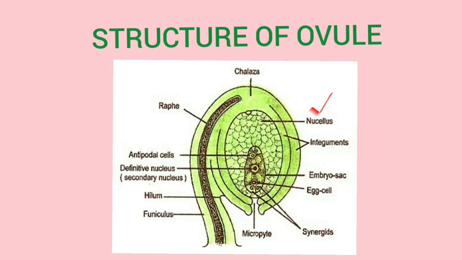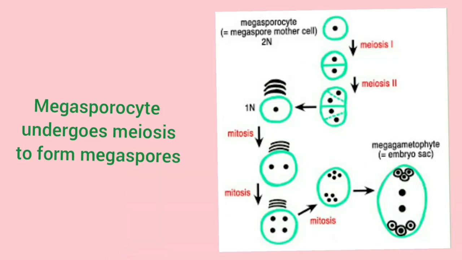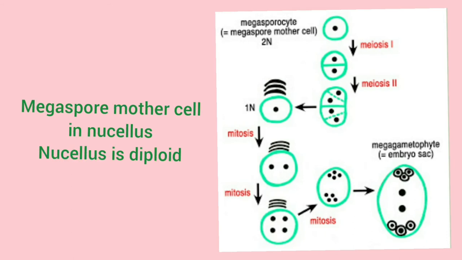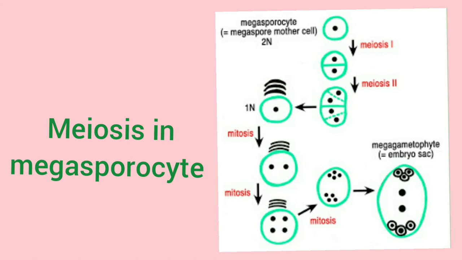Nucellus is the inner part of the ovule. It has a layer of diploid cells and it is a sporangium. It produces megasporocytes, which will undergo meiosis to form megaspores. Therefore, nucellus of the ovule is diploid in nature. From this arises the megaspore mother cell.